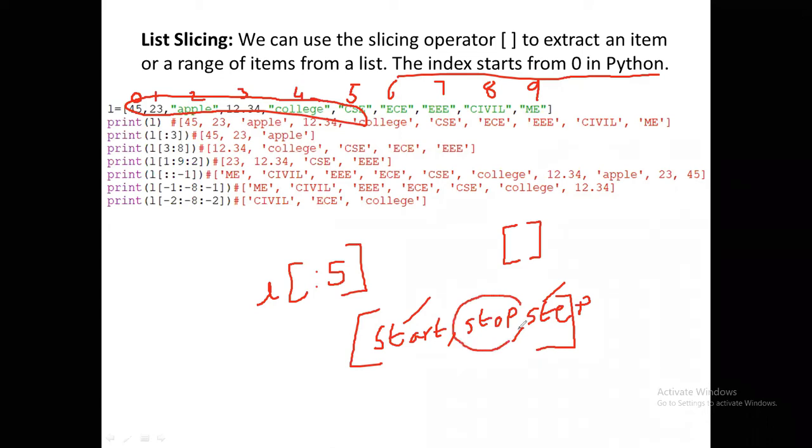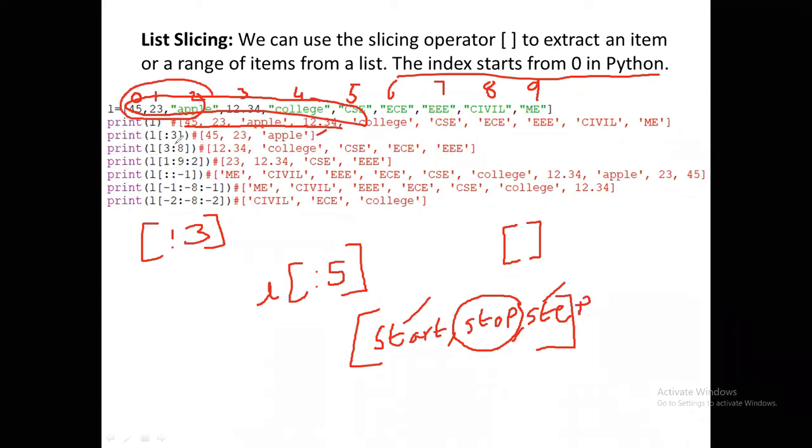You specify stop. Now if I give print L, it prints all the elements in that list. If I print L[:3], that means I specify stop here, that means 0, 1, 2. So these 3 elements will be the output.